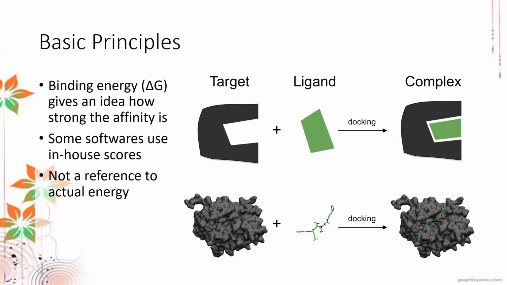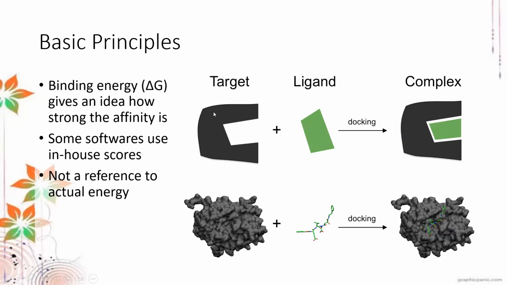So usually with some software, if it's an in-house score, a high score means strong binding, so it binds tightly. A low score is weak binding. But sometimes some software give you, instead of a score, a binding energy. If the binding energy is the one that is given, usually it's in the value of kilocalories or kilojoules per mole. This doesn't mean that it's the actual energy of binding, the energy that binds this ligand to the target, but it gives you just an idea of the affinity.